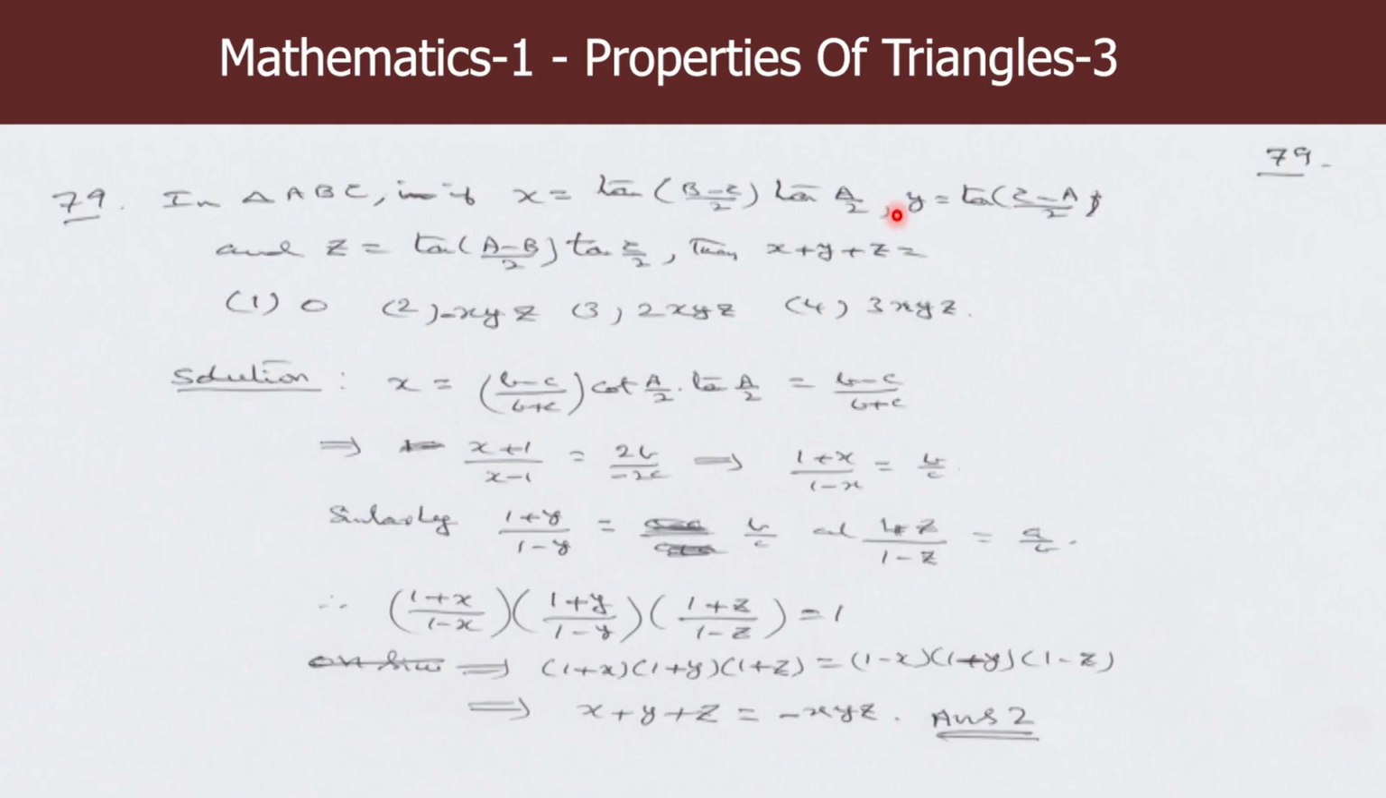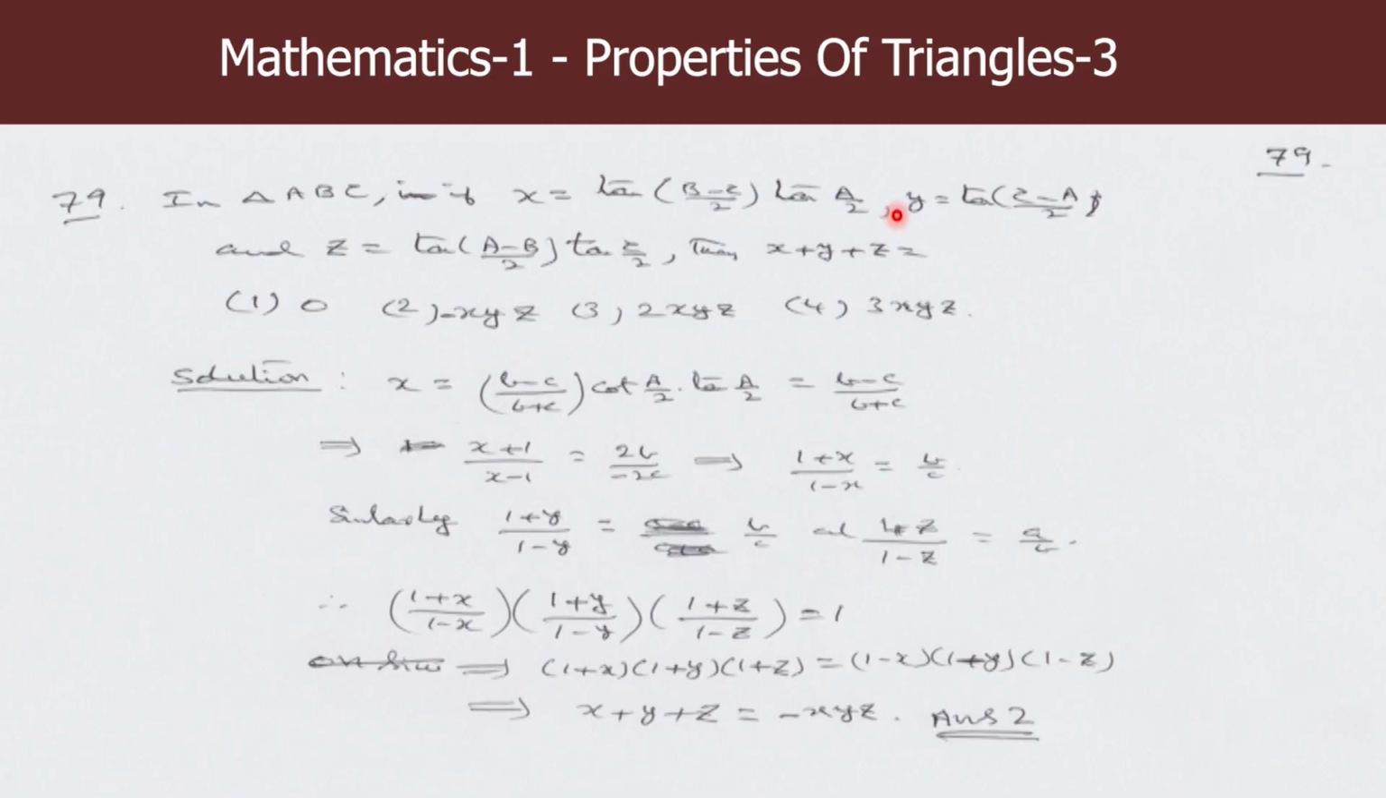Now take x is equal to (b minus c) by (b plus c) into cot a by 2 into tan a by 2, isn't it? So that is small b minus small c by b plus c. So using componendo and dividendo, 1 plus x by 1 minus x is equal to 2b by 2c, or b by c. Similarly, 1 plus y by 1 minus y is equal to c by a, and 1 plus z by 1 minus z is equal to a by b.